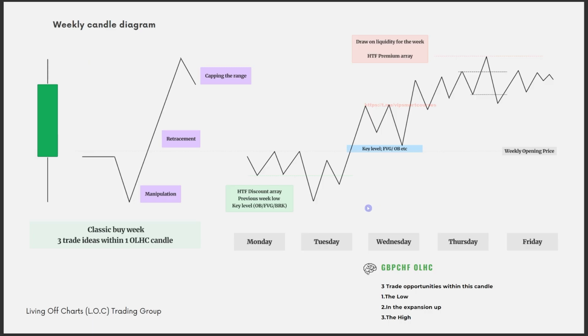This tends to happen on either Tuesday, Wednesday, or Thursday in this classic buy week candle, right? And then at the end of the week, it's more likely to be a capping the range or retracement back lower to return back into the weekly range.